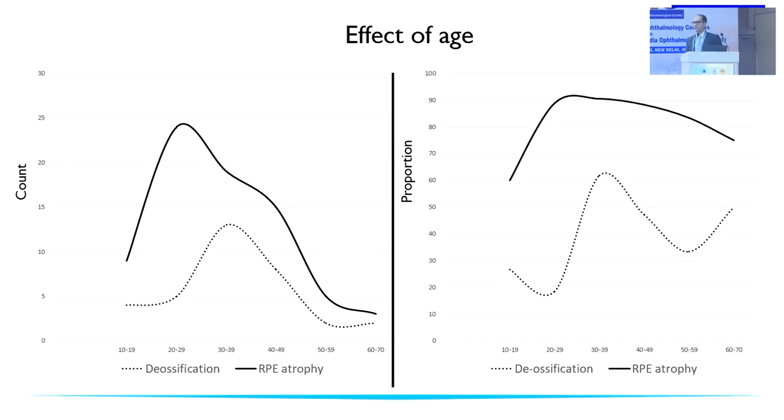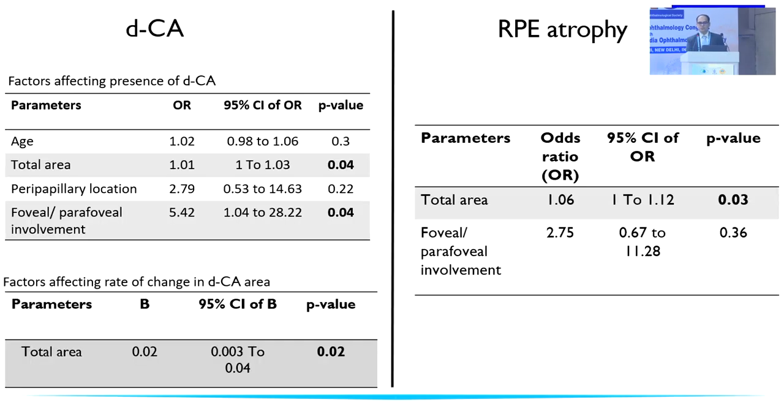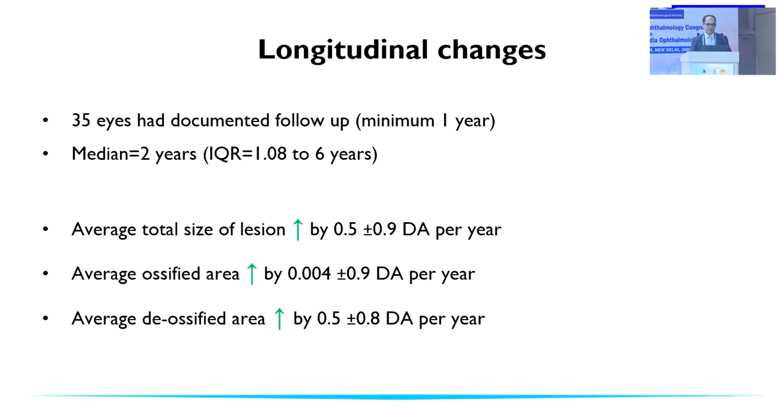Now, initially we thought there was some kind of age relation in these changes, but as you can see in this graph, RPE atrophy tends to appear almost a decade before deossification. But when we did a multivariate regression analysis, we found that it was the total area of the choroidal osteoma that was more predictive of deossification and RPE atrophy.